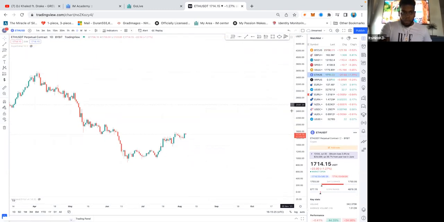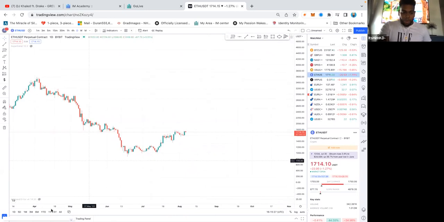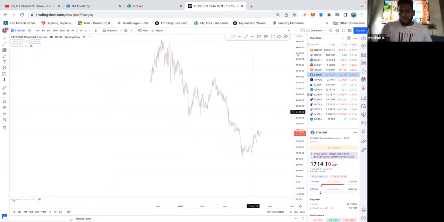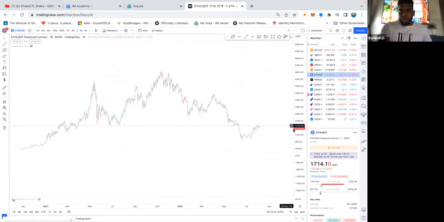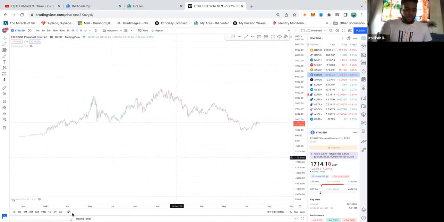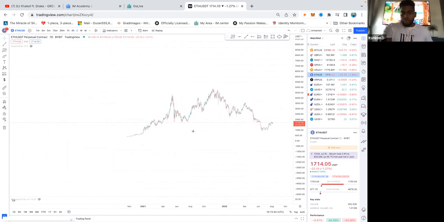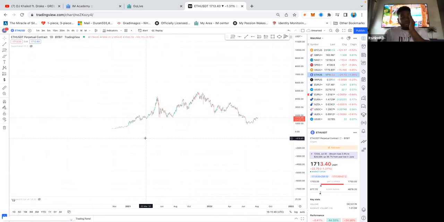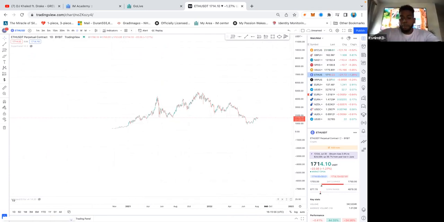All right, cool. So I brought up a brand new Ethereum. I'm gonna start on the daily. We're gonna mark it up real quick. On the daily, I like to look at the daily because I'm marking up my trend lines. I want to see where this trade was the last 4 months. In the last 4 months overall, I want to see where it's at.